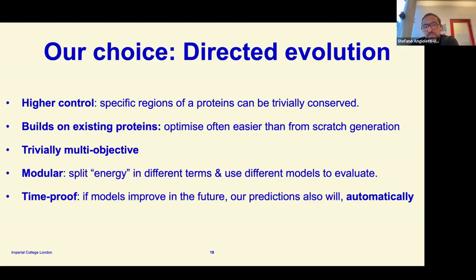And I think one of the most important things is that the directed evolution approach, at least in the way we implemented it, is actually time-proof. What I mean by time-proof is that if a new model comes up tomorrow, if a new AI model, for example, that can tell us something about protein comes up tomorrow, I can just do directed evolution using this new model. Whereas in a generative approach, basically each model substitutes the one before. They are not interchangeable and not reusable.